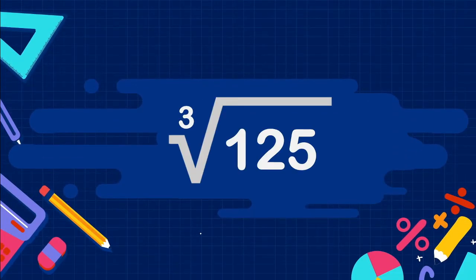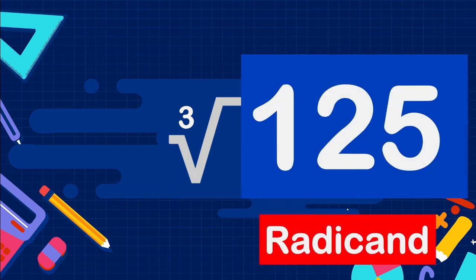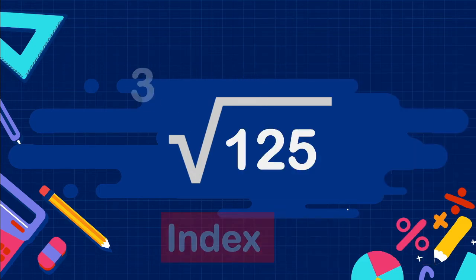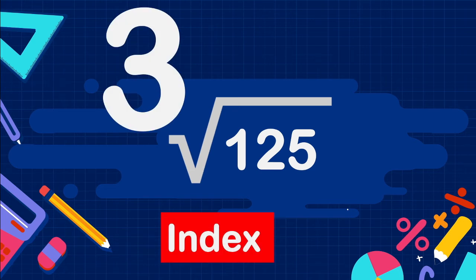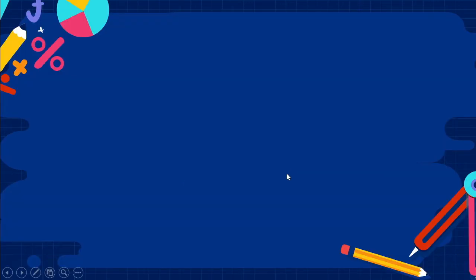Let us define the parts of this expression. This symbol is called the radical symbol. The number inside the radical symbol is called the radicand. And the small number outside the radical symbol is called the index. So this is called radical.